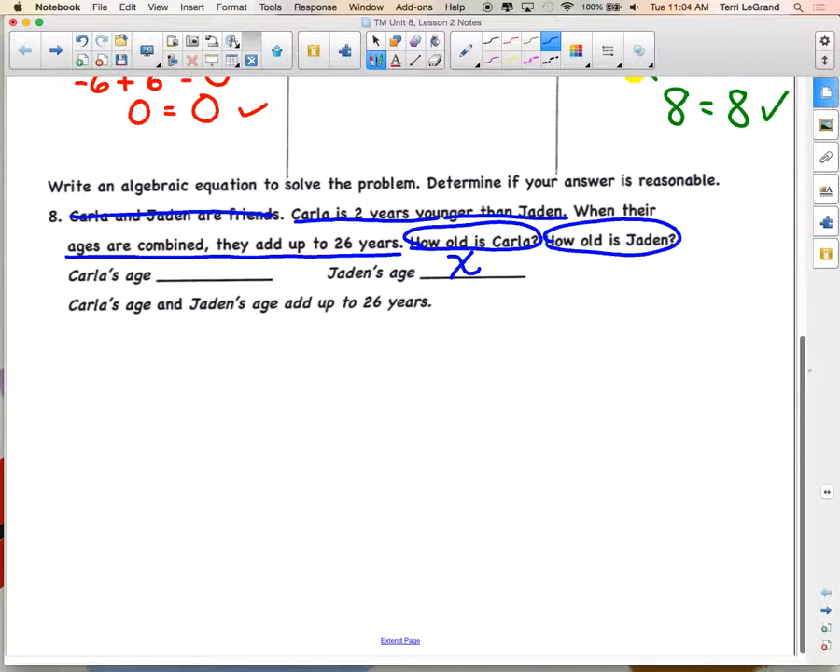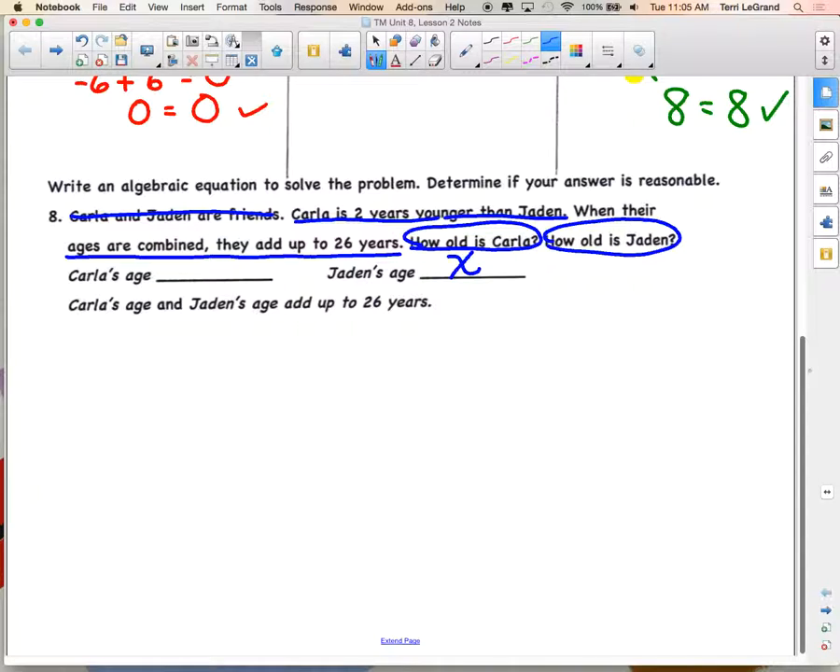2x? Does it say she's twice as old as Jaden? No, it says she's what? 2 years younger. So give me an example of, like, throw out an age for Jaden just for the fun of it. Zoe, how old do you want Jaden to be? You want Jaden to be 16. Okay, well if Jaden is 16, then how old would Carla be? 14. She'd be 14, wouldn't she? Okay, so, how did you get that 14? What did you just do? You subtracted 2 from Jaden's age, didn't you?